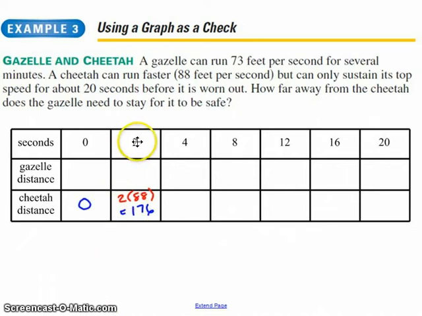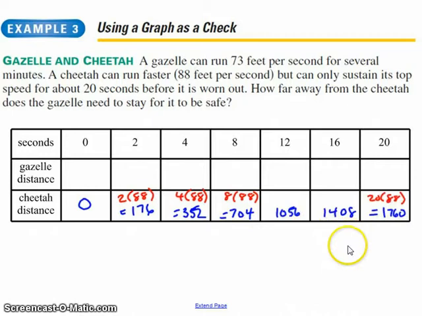But after 2 seconds, you go 2 times 88 feet. Remember, it's 88 feet per second, so twice that is 176. That's how far the cheetah runs in 2 seconds. So in 4 seconds, it's 4 times 88, or in other words, 352. In 8 seconds, it's 8 times 88. So continuing to fill this out here, after 20 seconds, it's 20 times 88 feet, or in other words, 1,760 feet. That's how far the cheetah can run before it gets worn out.